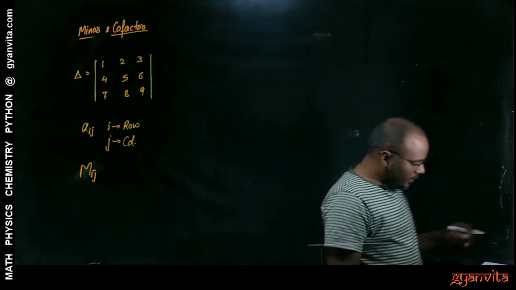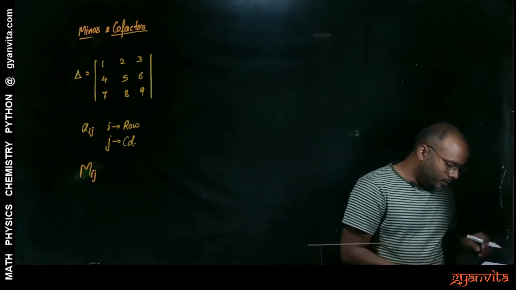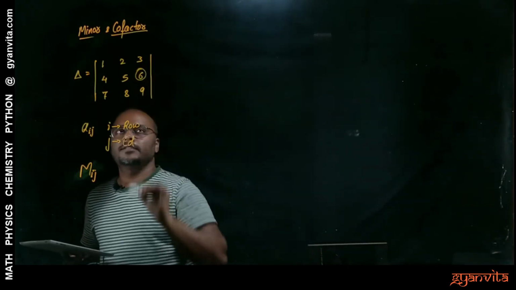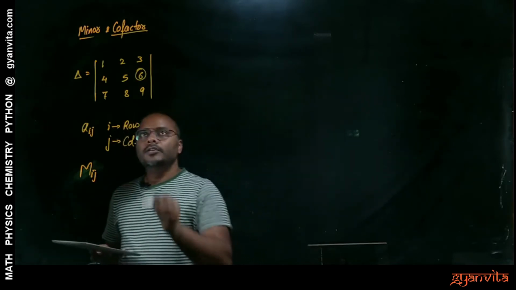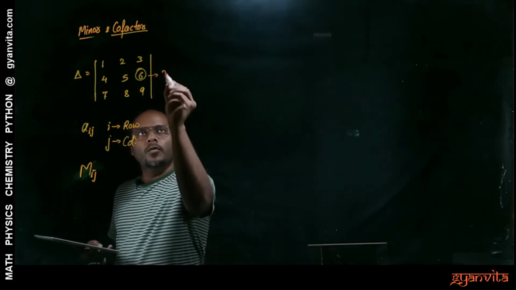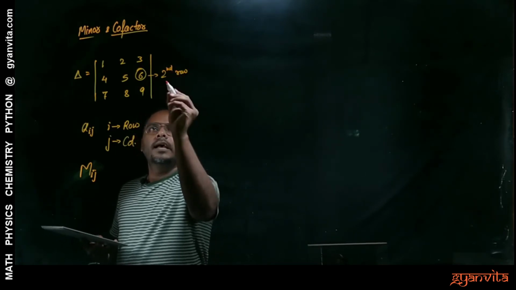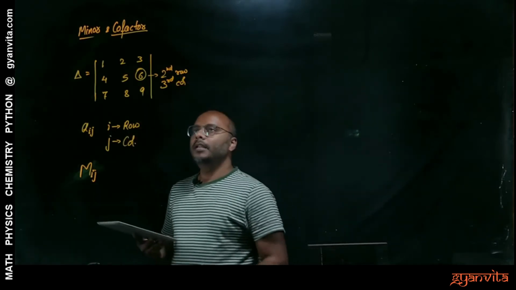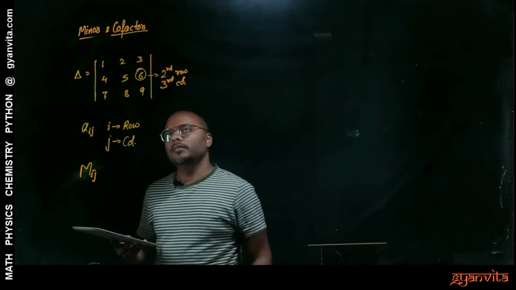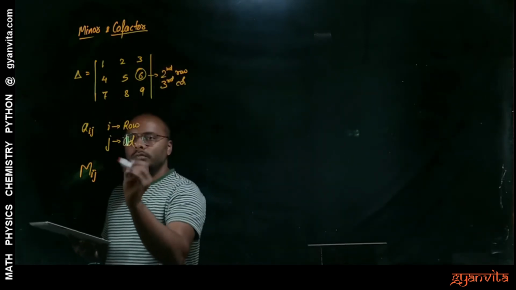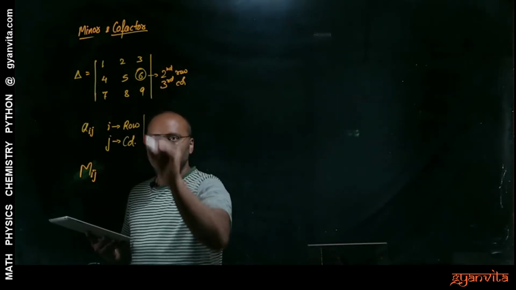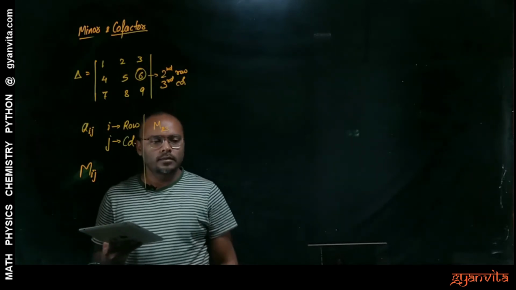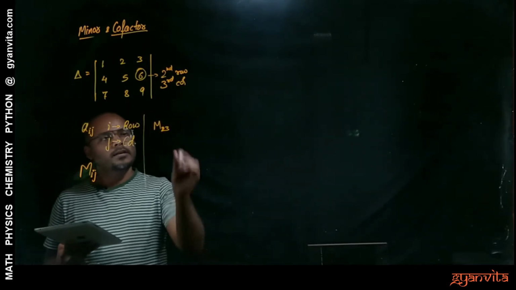For example, here, if I have to find the minor of the element 6, 6 is in the second row and third column. So I have to eliminate the second row and third column. The minor of 6 is M_23, that is, second row and third column. This is what I have to find.